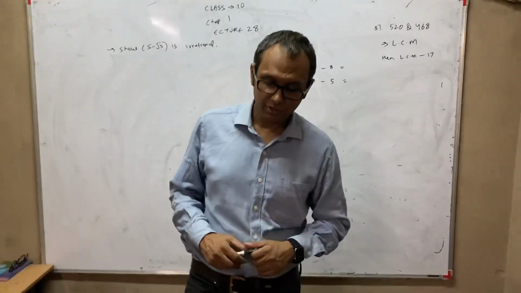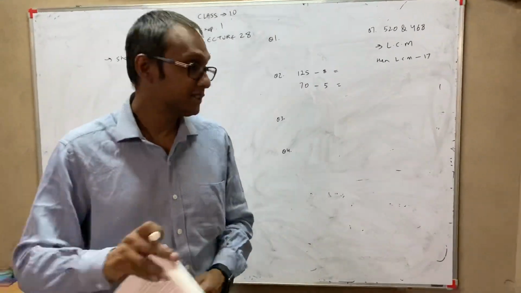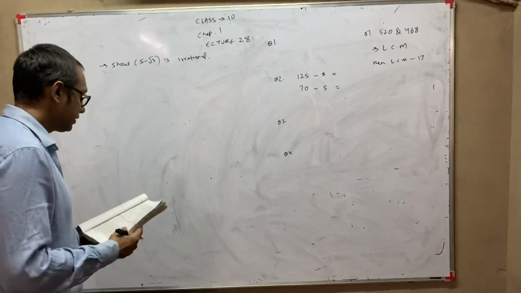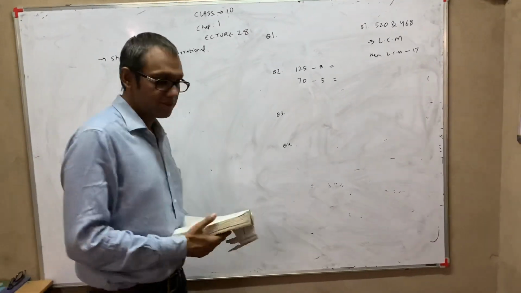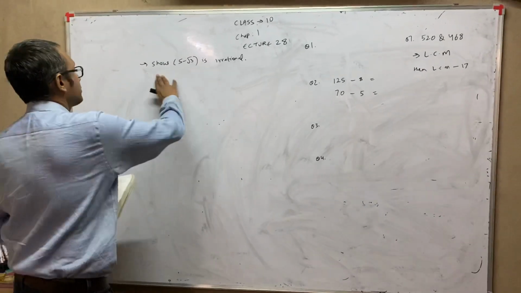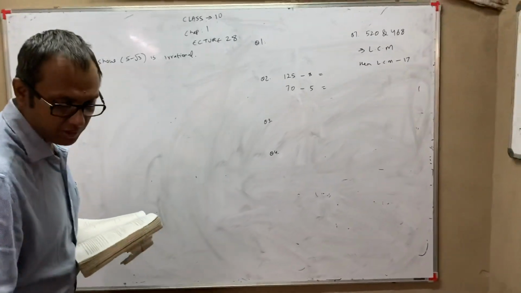Okay, children, continuing with the theory sums. Today we will see one sum. First we will see the example. Now these examples typically come for 2 marks and they are very simple. Question will be, show 5 minus root 3 is irrational.